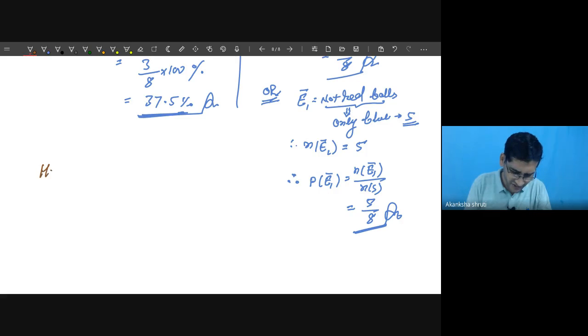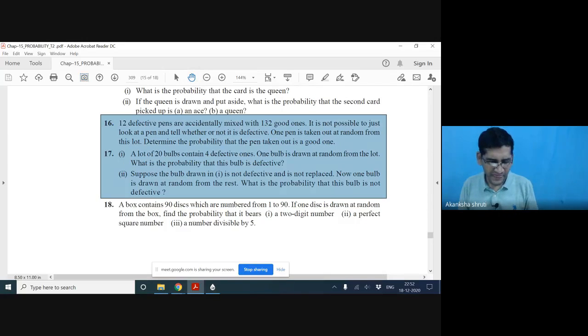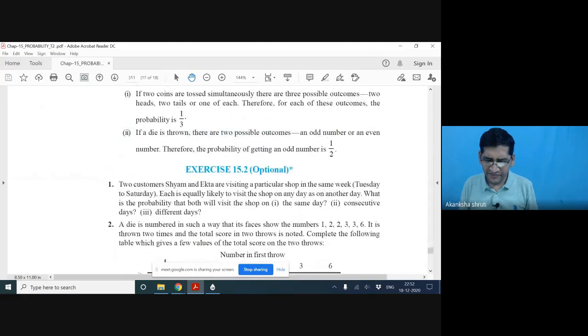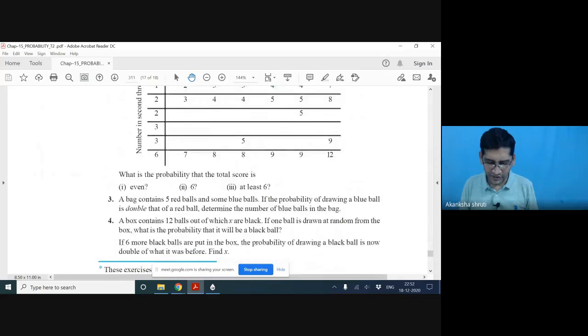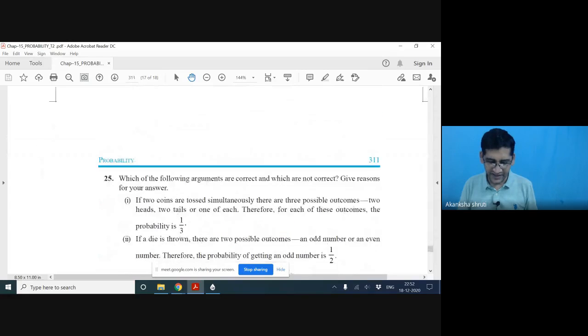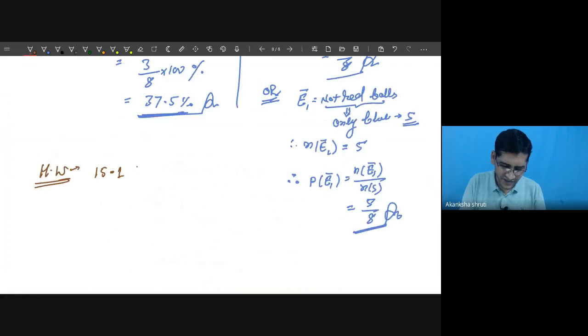So write down your homework. Exercise 15.1, I think only one exercise is there. Yes, only one exercise is there. The second one is optional. If you can do it, please try this one also. It is also only 5 questions and very easy. Otherwise, at least these 25 questions you must finish. So there are 25 questions.